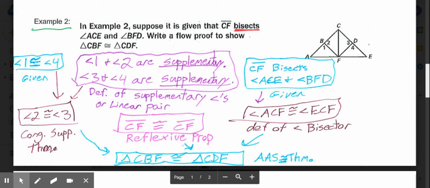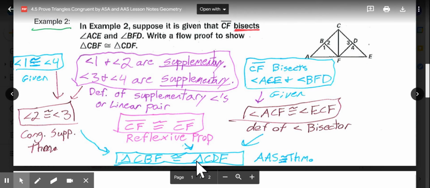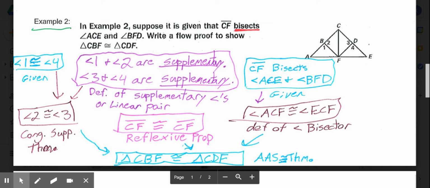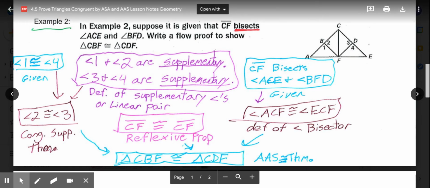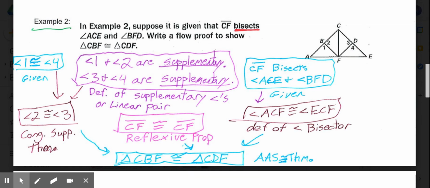So just another way to write out a proof. This is a flow proof pattern, gives you a little more fluidity, and then you draw arrows connecting your ideas. So you're not stuck in the 2 columns setup.